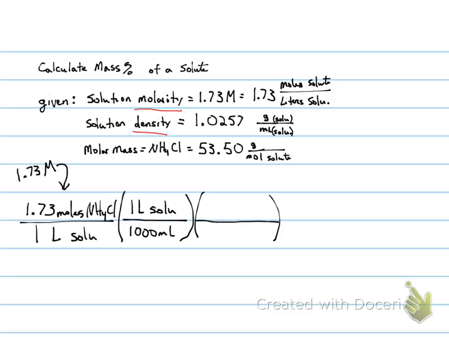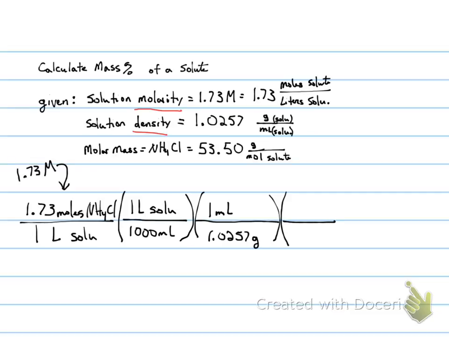Now, remember, these units have to work across the fraction sign, the denominator. So, in 1 milliliter of solution, I have 1.0257 grams.